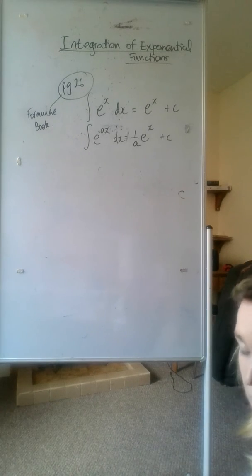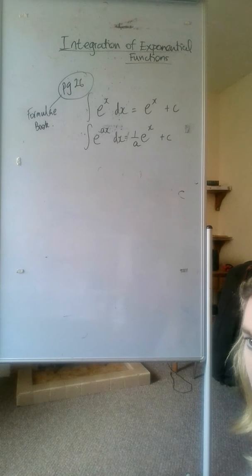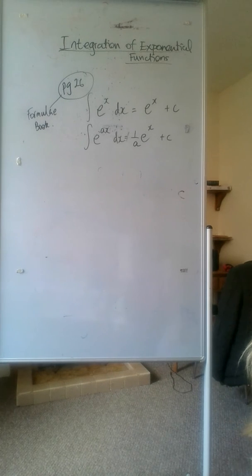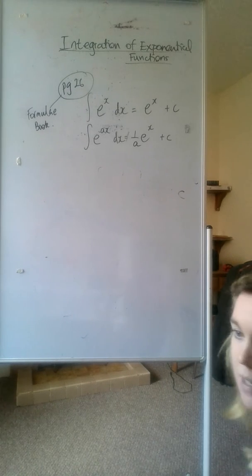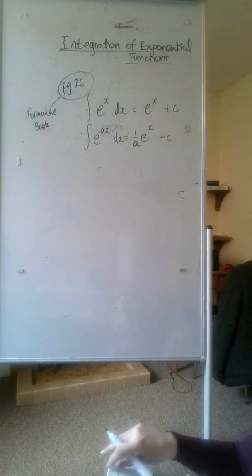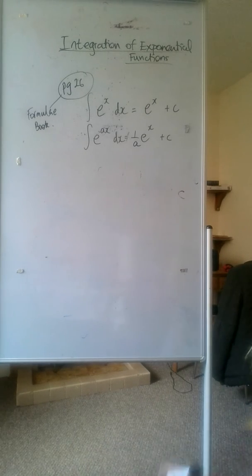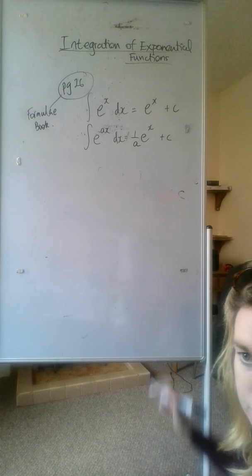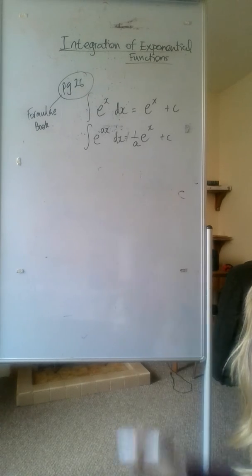There's another one that sometimes comes up and it's also on page 26 and it's where you have a to the power of x. A could be 2, 3, 4 to the power of x. And in your formula book, you will see how to do that. But I'm just going to focus in on these because e to the base of e is a popular enough one.